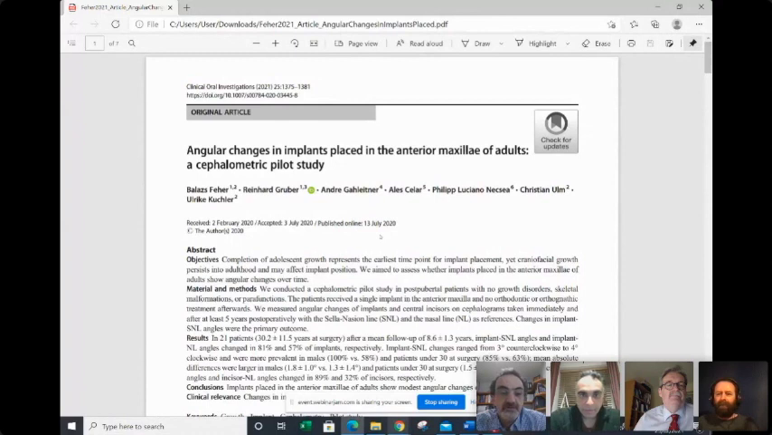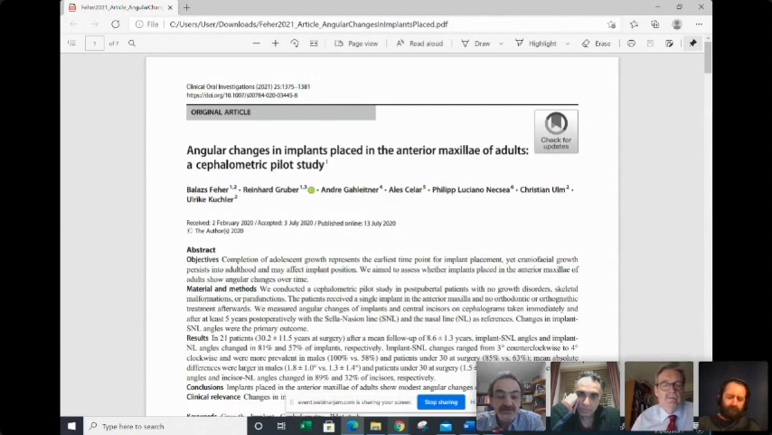Yeah, great. So this is from Clinical Oral Investigations, and it's an open access paper, so anybody can access it. It's talking about the changes in angulation of implant position that were placed in the anterior maxilla using cephalometric studies. Now, it's a pilot study. I chose this because I thought it was a really clever thing to look at.